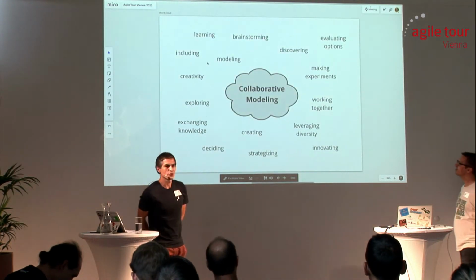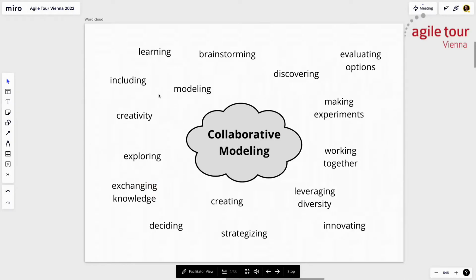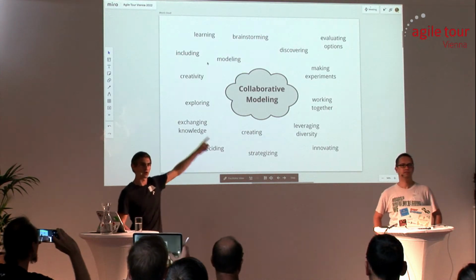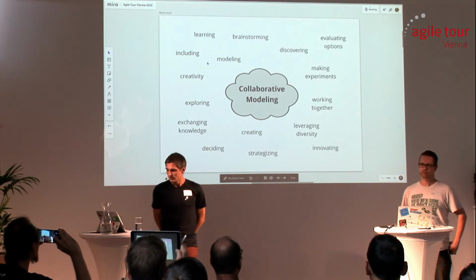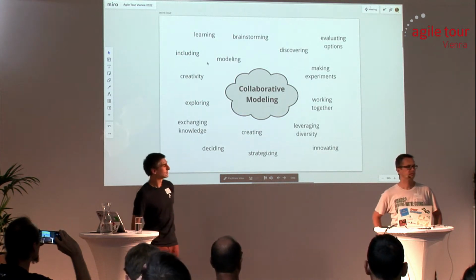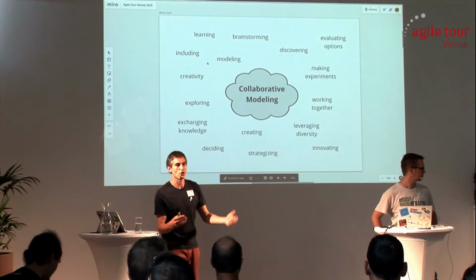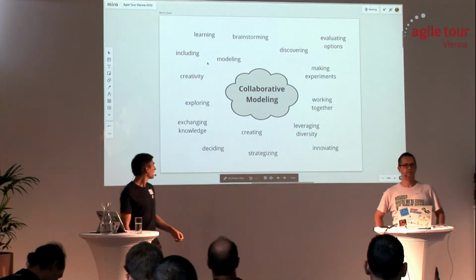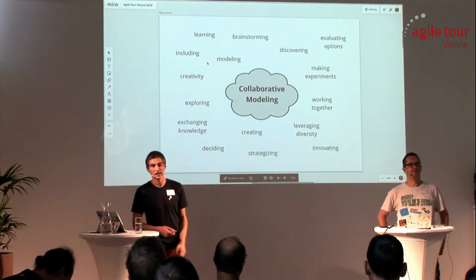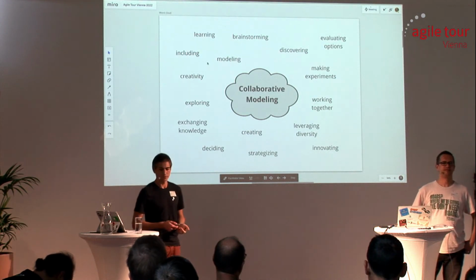Okay, let's go into the topic. So when Martin and I are thinking about collaborative modeling, it's not only about the post-its and the tools like Miro, it's about all the stuff which is happening when doing collaborative modeling. It's about the learning, the brainstorming, the experimenting, the discovering, the evaluating of options, but also making decisions. So it's all about the fact that we are working together.